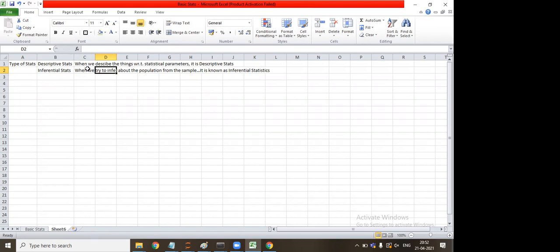Sir, how do we infer about the population from the sample? Do we also perform the same statistics that we were performing in descriptive statistics? No. For this, one of the things which gives birth is hypothesis testing. So hypothesis testing is an art to estimate the population parameters from the sample.